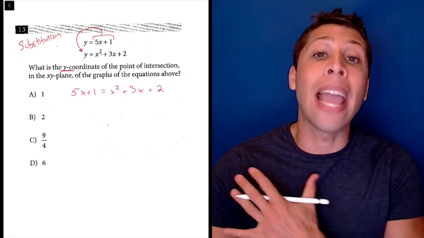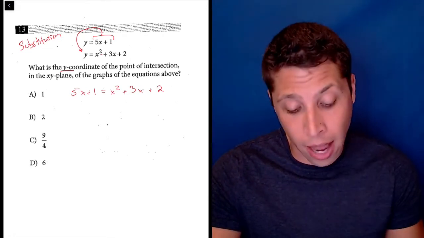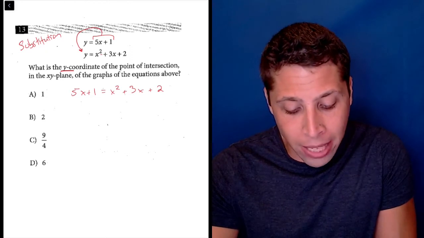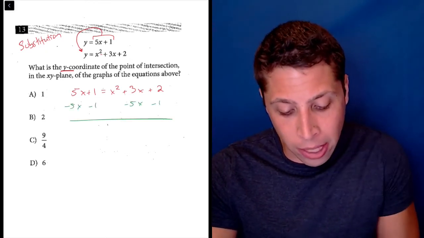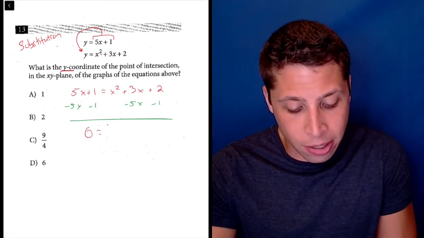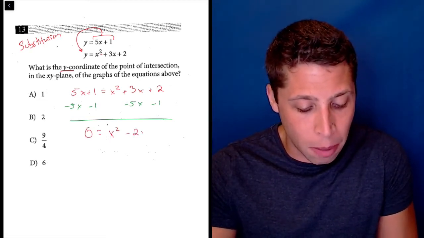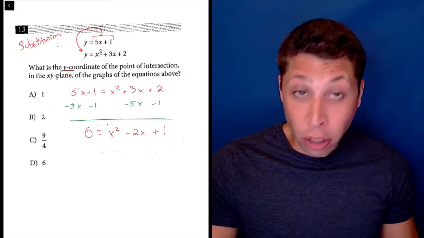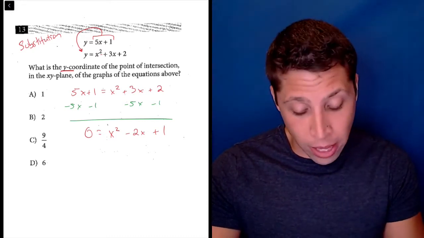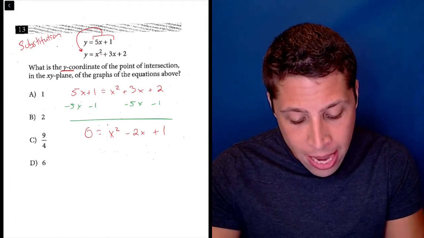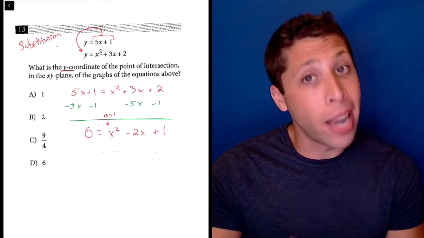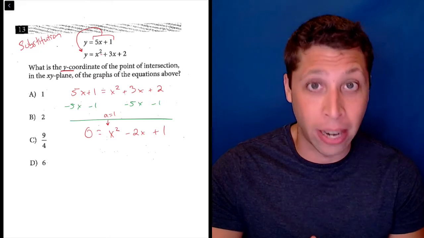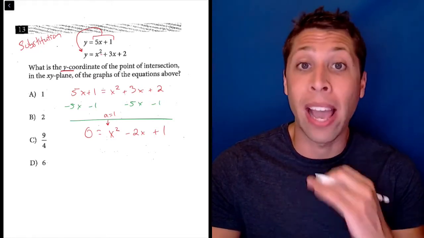For quadratics, we have to bring everything together and have one side equal to 0. So we're going to minus the 5x, minus the 1, and that's going to bring 0 over to this side, x squared minus 2x plus 1. I could have brought all this stuff the other way, but I really want to have a equals 1 for this x squared term. If I brought it the other way, it would become negative, and that's going to mess with my factoring. Factoring is always easier if we have a equals 1.